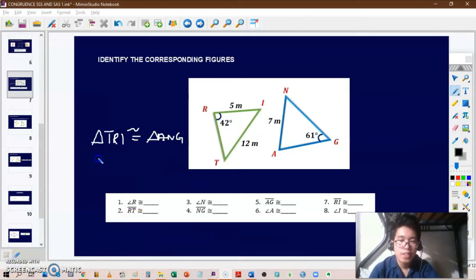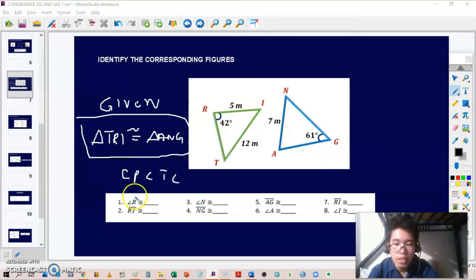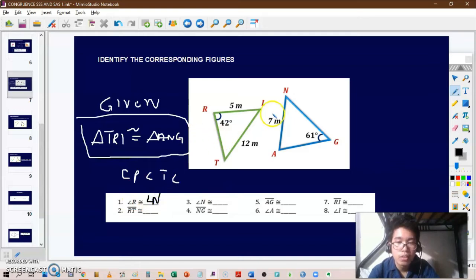Let's say we have this example. Triangle TRI is congruent to triangle ANG. This is the given. We want to know what the corresponding part of angle R is, and its congruent part. Since we know based on CPCTC that the corresponding parts of those two congruent triangles are congruent, we can say that the corresponding angle of angle R is angle N. Since they are corresponding parts, angle R is congruent to angle N.